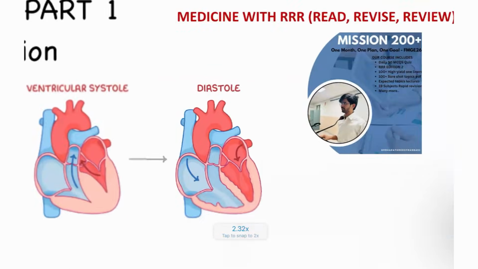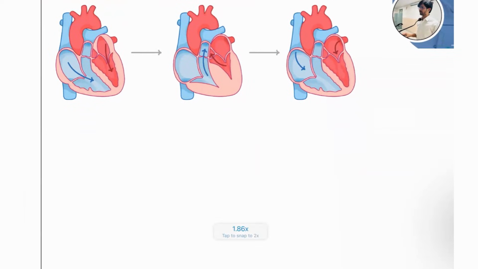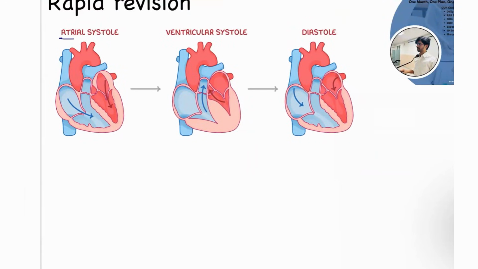So the first topic will be the cardiovascular system. Before we move on to the cardiovascular system, I want you guys to know about the cardiac cycle again. Revise this, because most of the concepts will be based on the cardiac cycle only. So let's start. Here you can see the first phase is atrial systole, then ventricular systole and diastole, right? This is the cardiac cycle that we have learned. But this should be interlinked with where the valves are opening, where the valves are closing, and how the pumping is happening. That's what we have to see.